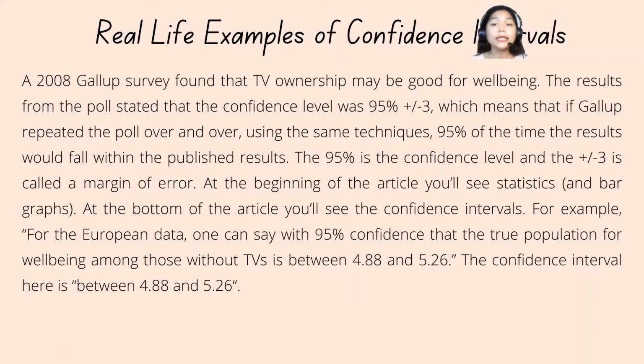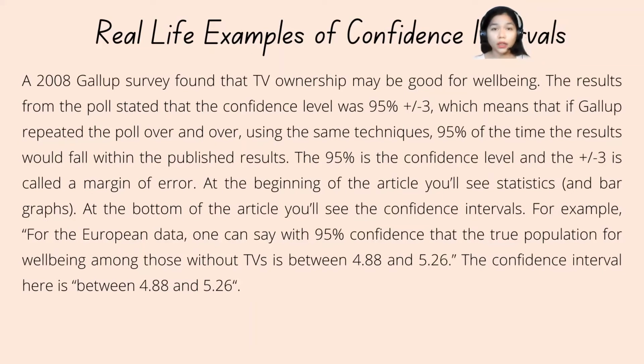Which means that if Gallup repeated the poll over and over using the same techniques, 95% of the time, the results would fall within the published results. Sorry, I got tongue-tied. The 95% confidence level and the plus minus 3 is called the margin of error. Because it is only an interval. It is an estimate.